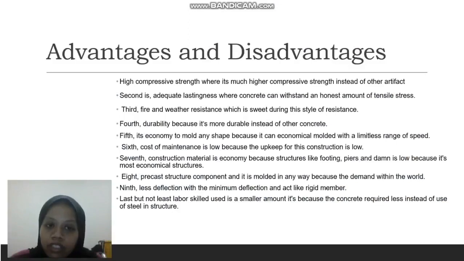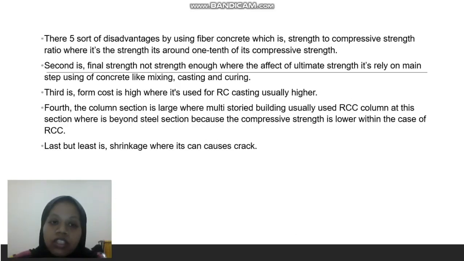Advantages and disadvantages. First, high compressive strength, which is much higher than other materials. Second is adequate elasticity. Third, fire and weather resistant. Fourth, durability, because it is more durable. Fifth, economy, as it can be molded to any shape. Six, the cost of maintenance is low. Seven, construction material is economical, because structures like footings, piers, and dams are low cost and more economical.